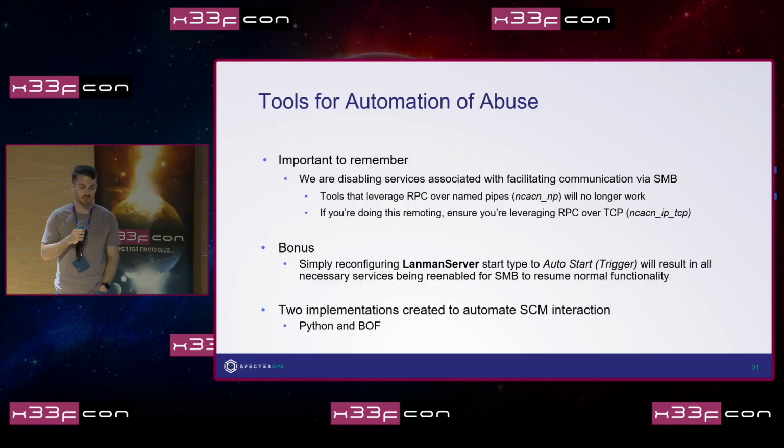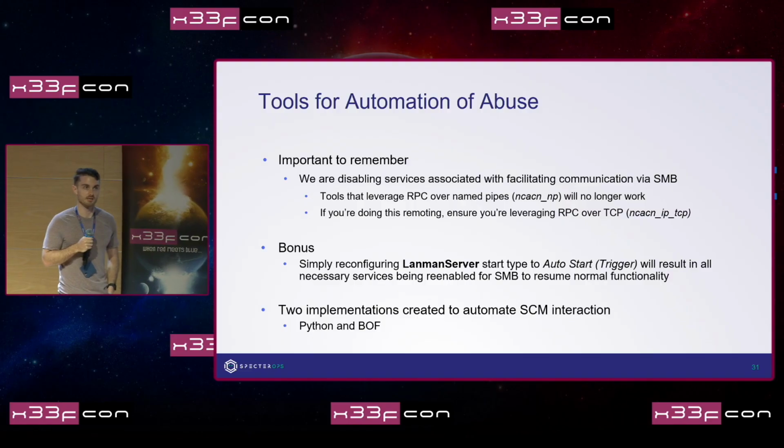One big bonus, in my opinion, of leveraging this technique to disable 445 is that once you've disabled the service, you can just simply set the start type of LanmanServer service to auto start, wait 30 seconds or so, or however long it takes, not very long. A service trigger will be hit for the service, which re-enables LanmanServer service. And because serve2 is a dependent of LanmanServer, that one gets re-enabled. And because servnet is a dependent of serve2, servnet gets re-enabled. So long story short, you just set LanmanServer back to auto start, you wait for a few seconds, 445 is rebound, and hopefully not too much issue from that point forward.